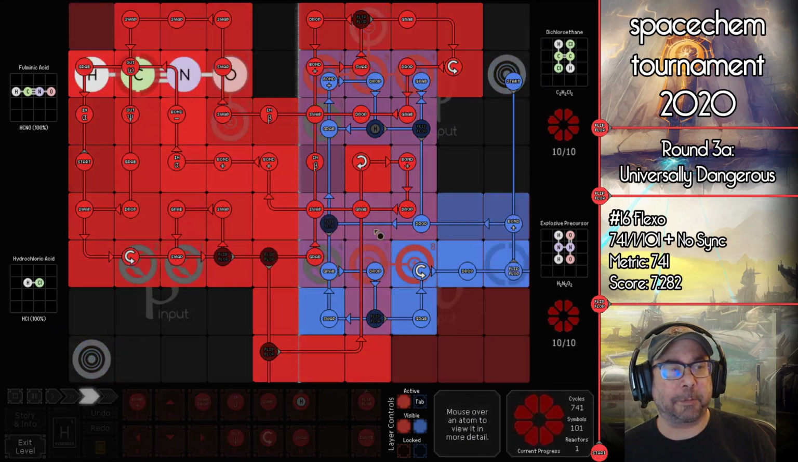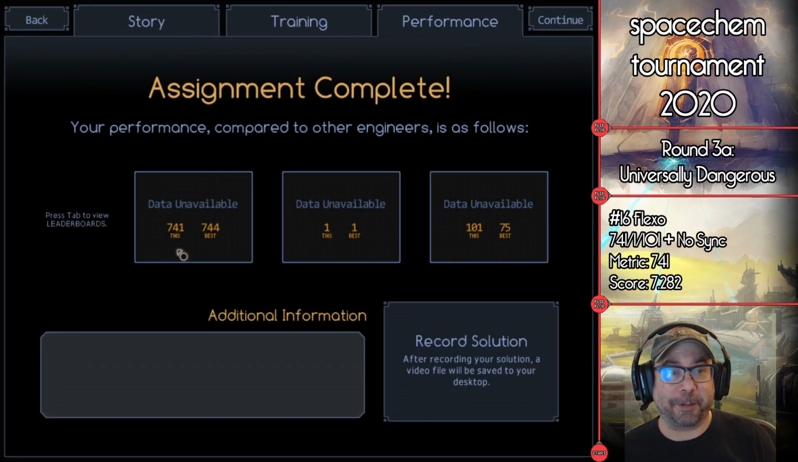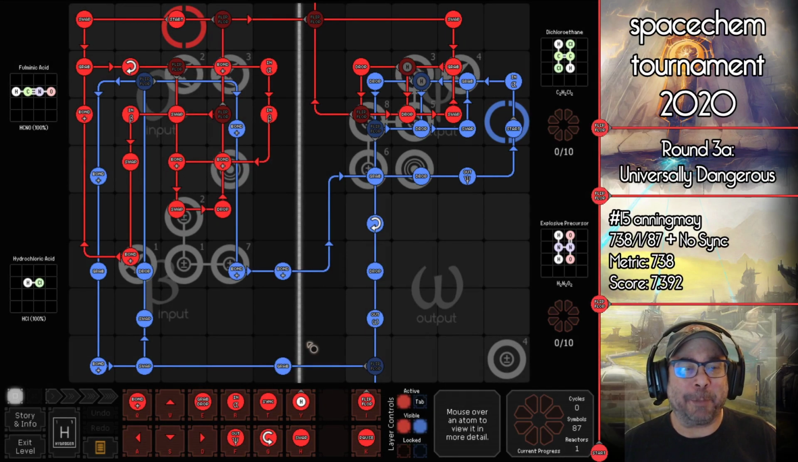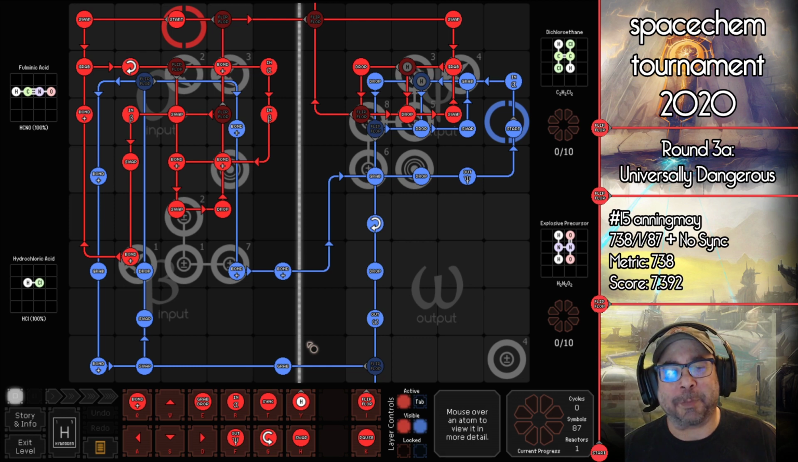And how many non-negligible non-cycles? 704 non-negligible cycles. 741. There we are. Giving Flexo a score of 7.282 in 16th place. Next solution is anningmay at 15th place. This is anningmay's first tournament, and he's been really doing very well for that. Here we go. Let's go take a look at it.